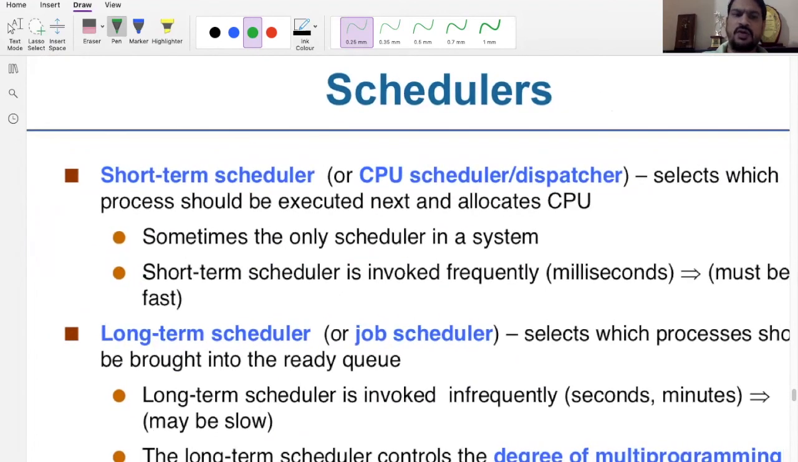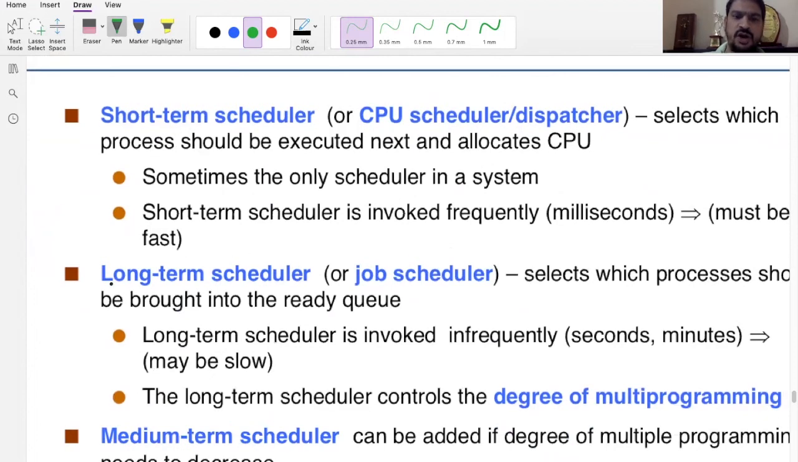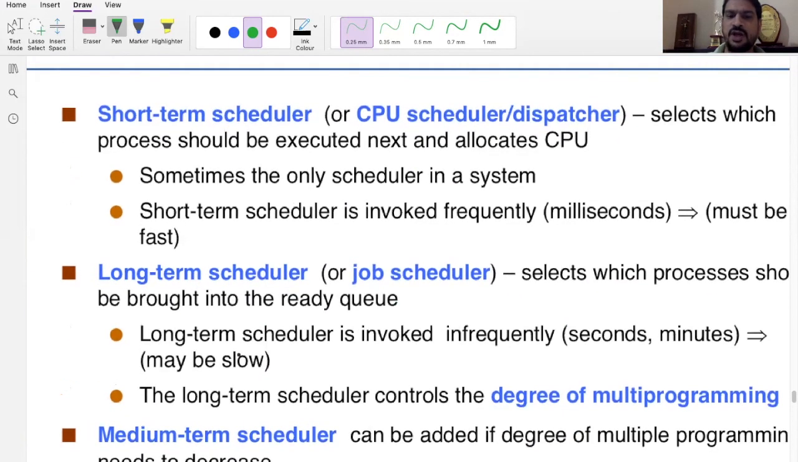About the scheduler, I told you there are some schedulers. First we have seen the long-term scheduler. The long-term scheduler is responsible for taking processes from the new state to the ready state. It will select which process should be brought into the ready queue. The long-term scheduler is invoked infrequently.